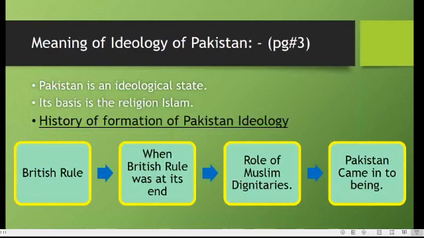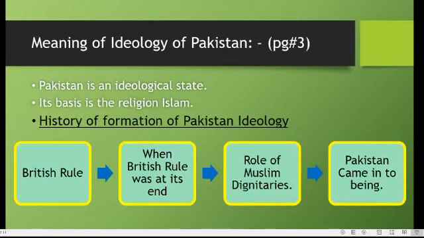Now next is the meaning of ideology of Pakistan. We have discussed this before, so let's quickly move into it. Pakistan is an ideological state, and our ideology is very beautiful because its basis is the religion Islam. If we talk about the history of the formation of Pakistan's ideology, then it begins from the British rule. After the war of 1857, when Britain took over the subcontinent, we know how they treated Muslims, how Muslims were oppressed under their rule, how Hindus oppressed Muslims during the rule of Britain.